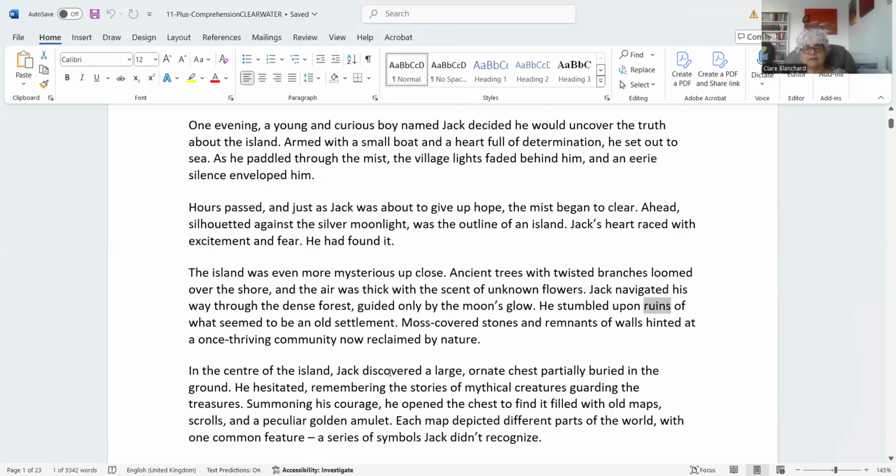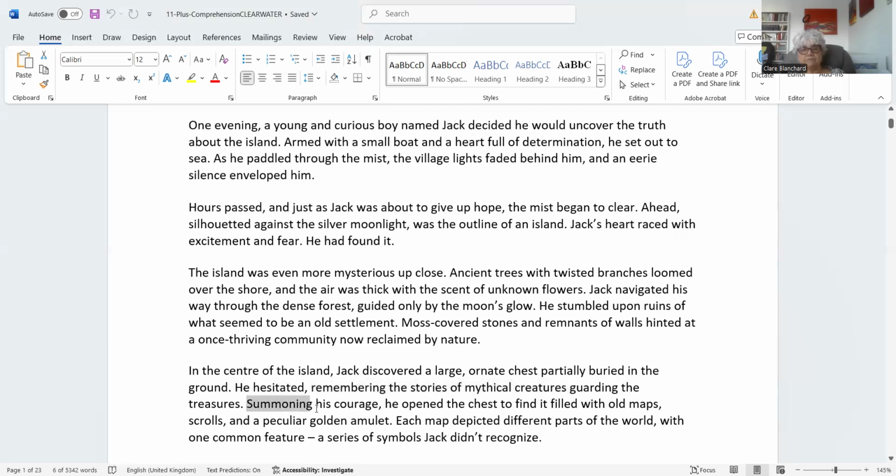"In the center of the island, Jack discovered a large ornate chest partially buried in the ground. He hesitated." So he's listened to the stories about the island that the villagers were telling, and he still has the fear in him. That hesitation is an expression of suspense and the idea that he doesn't really know what he's dealing with. He remembers the stories of mythical creatures guarding the treasures. So again, mystery and suspense.